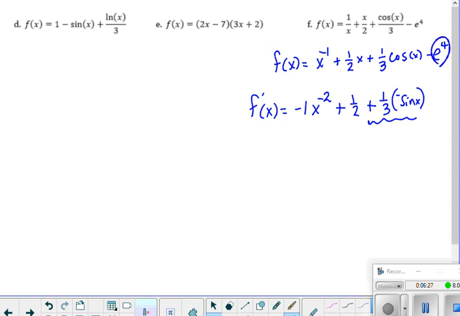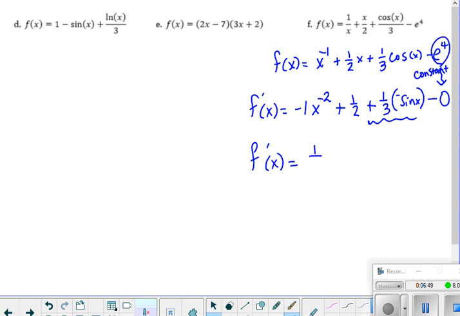And what's the derivative of e raised to the 4th? Well, since that is a number, it turns out to be 0. This is a constant, e to the 4th, right? It would turn out to be a number if you put it in your calculator. Therefore, its derivative is 0. Okay, let's straighten things out here, make them look nice.